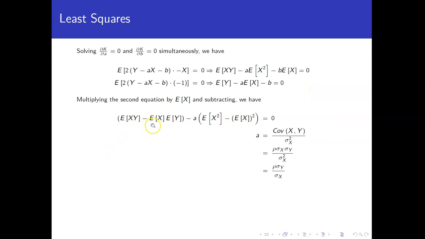Notice this first term is now the covariance of xy. Dividing out, this is the variance of x. So we have the covariance of xy over the variance of x.